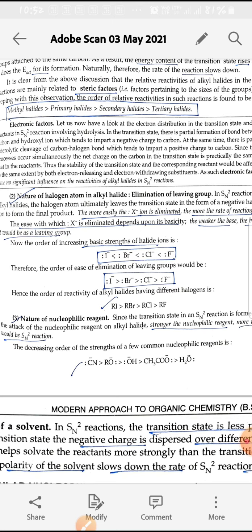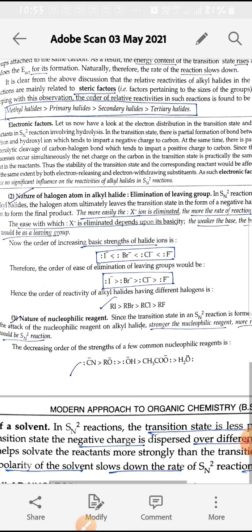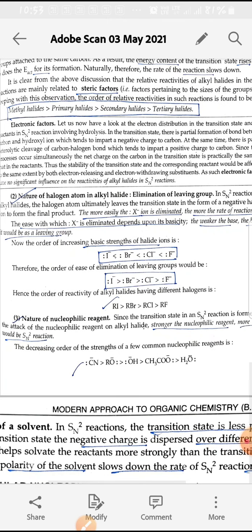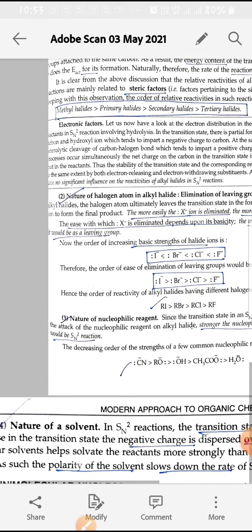Next, the third factor is the nature of the nucleophilic reagent, that is the attack of the nucleophile on the reactant. The stronger the nucleophilic reagent, the more will be the rate of reaction, and the SN2 reaction will easily take place. So CN negative has greater nucleophilic strength, then RO negative, OH negative, CH3COO negative, water. Next is the nature of the solvent.